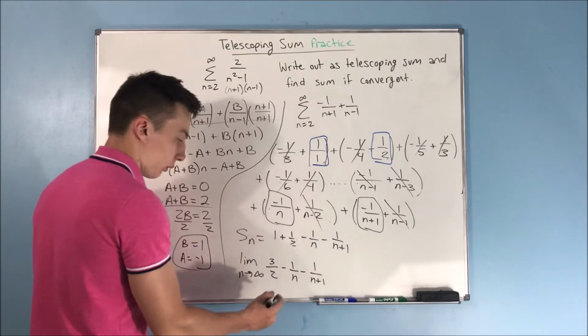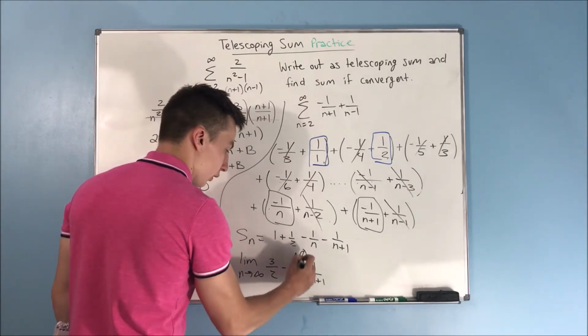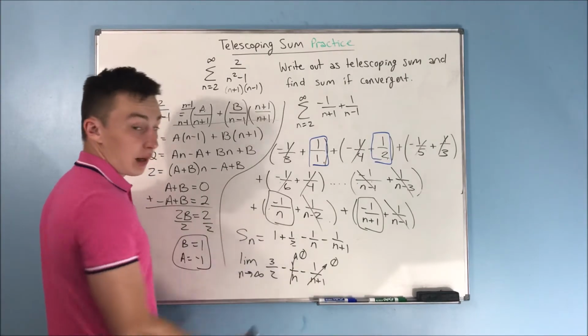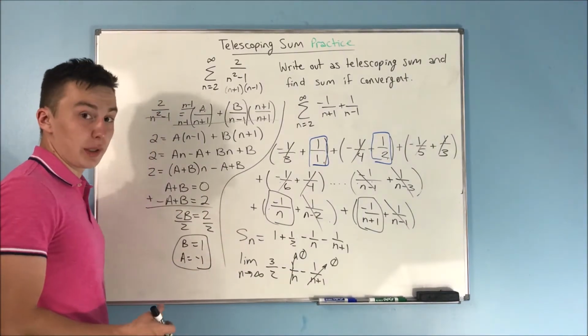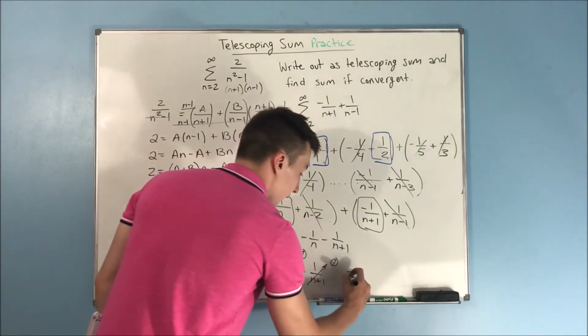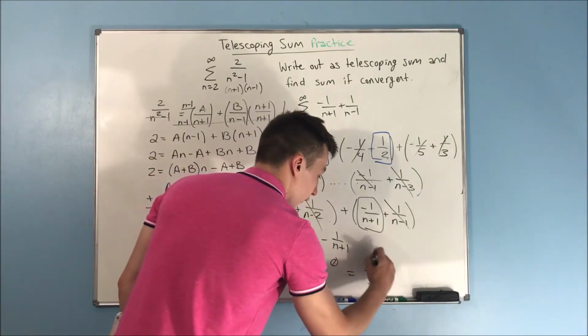Well, this will just become 0, and this will become 0, right? Because you have an n in the denominator, that will just become bigger and bigger and bigger, and that will make the whole fraction 0. So this ends up equaling 3/2.